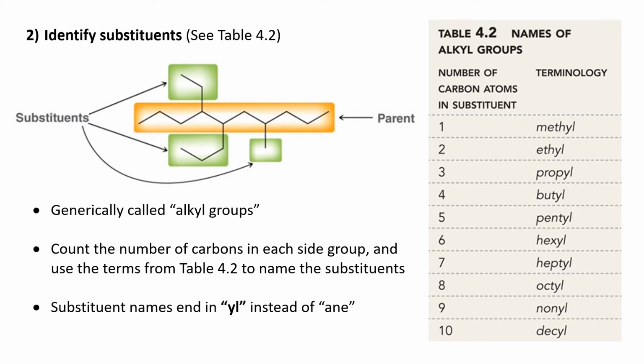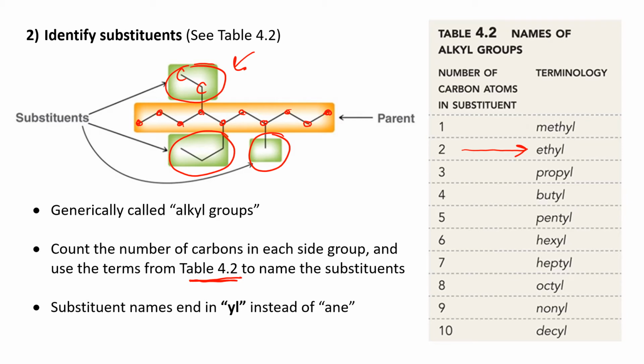So our parent chain is the longest consecutive chain. We have 1, 2, 3, 4, 5, 6, 7, 8, 9, 10. This is a form of decane. But let's look for the branches coming off of this chain. 1, 2, 3 branches. And we name these branches by counting the carbons. So in our first branch, there's 1 carbon, 2 carbons. And if we refer to table 4.2, a 2-carbon branch is an ethyl.